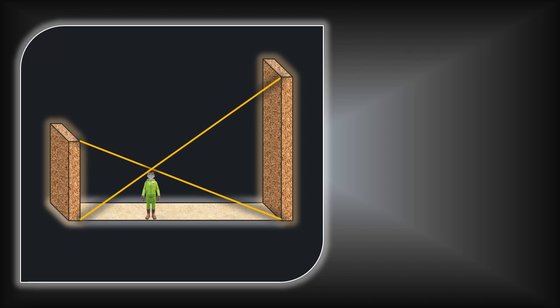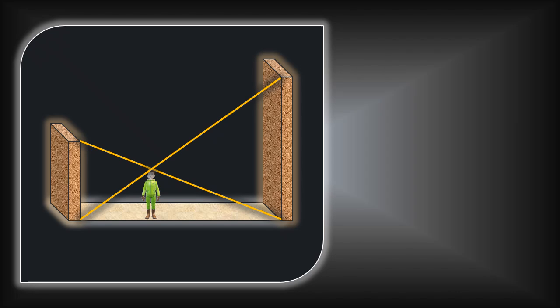Can you figure out the height of the man standing between these two walls before the final answer is revealed? This puzzle looks simple at first glance, but the hidden geometry behind it leads to a surprisingly elegant result. Stay until the end, because we're going to use proportionality and the theorem of Thales step by step to determine the exact height of the man.